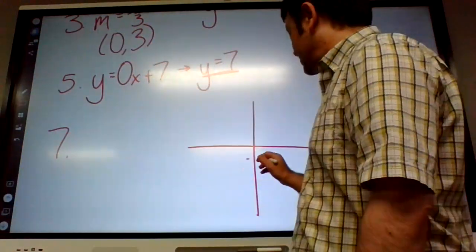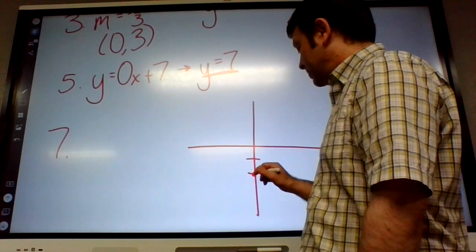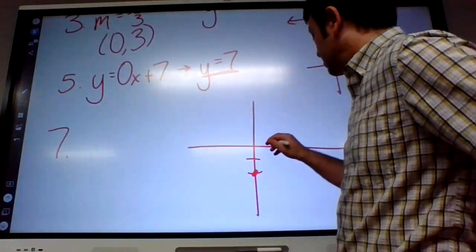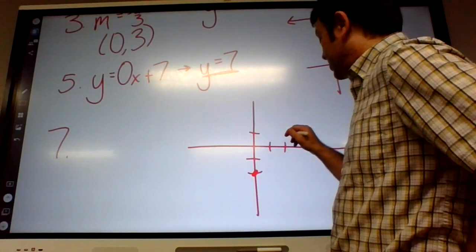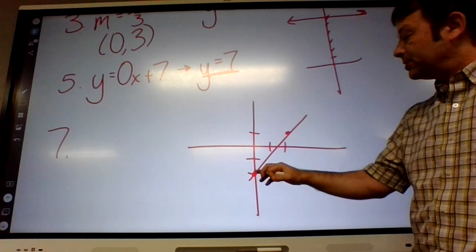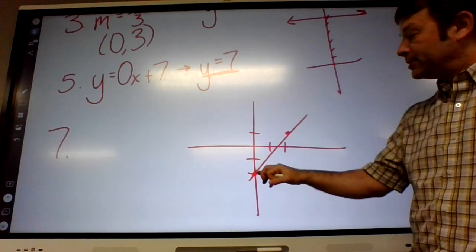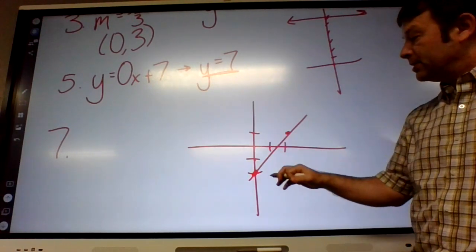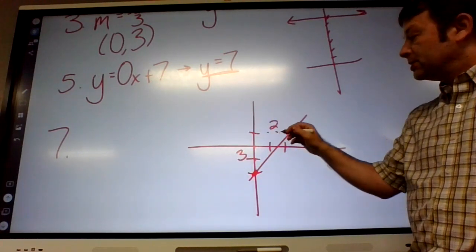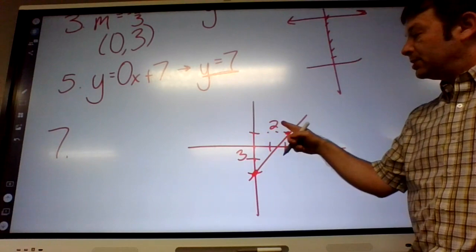0, -2. It's definitely going through that point. What's another point? 2, 1. Okay, I'm not using graph paper. Might be a little bit messy, but what's the slope between those two? So somebody said rise over run. So how much is it rising? 3. And how much is it running? 2. So the slope is 3 over 2.